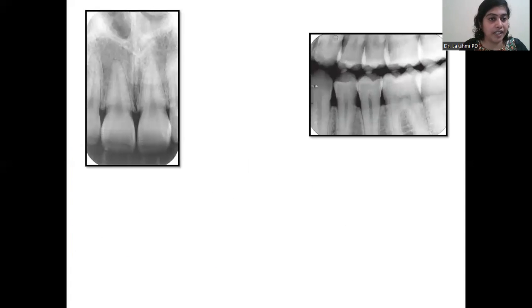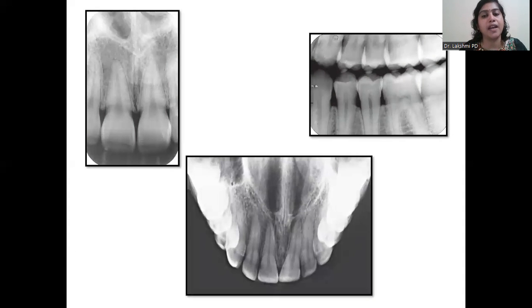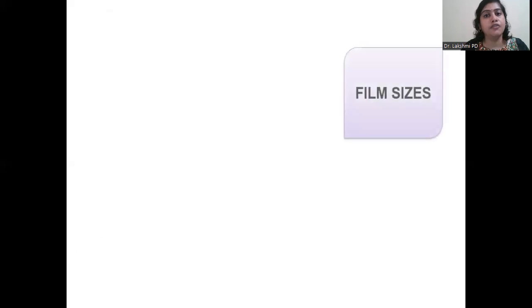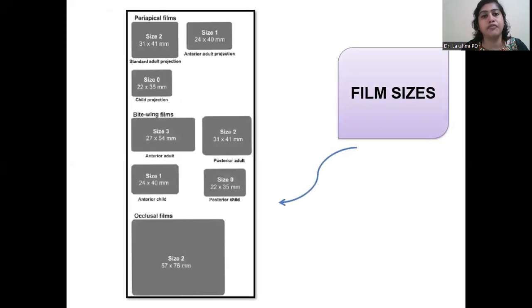This is just an example of an intraoral periapical radiograph. This is a bite-wing radiograph where you are able to see the maxillary and mandibular crowns and the interproximal areas, but you're not able to see the root apices or the periapical regions. And this is an image of a maxillary occlusal radiograph where you are able to see the entire maxilla in a single radiograph.